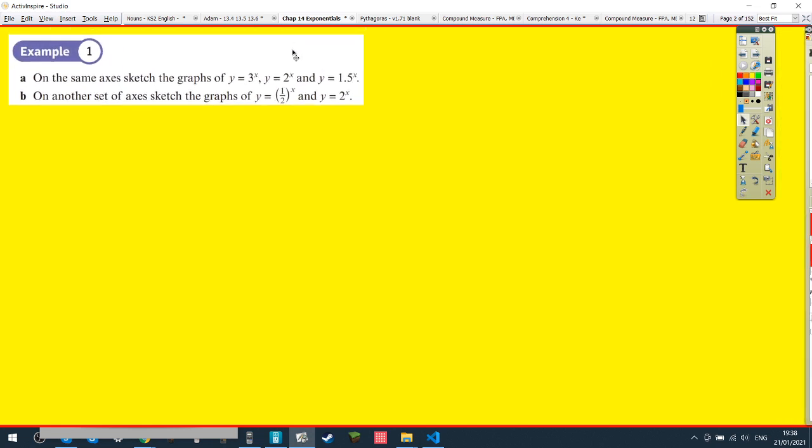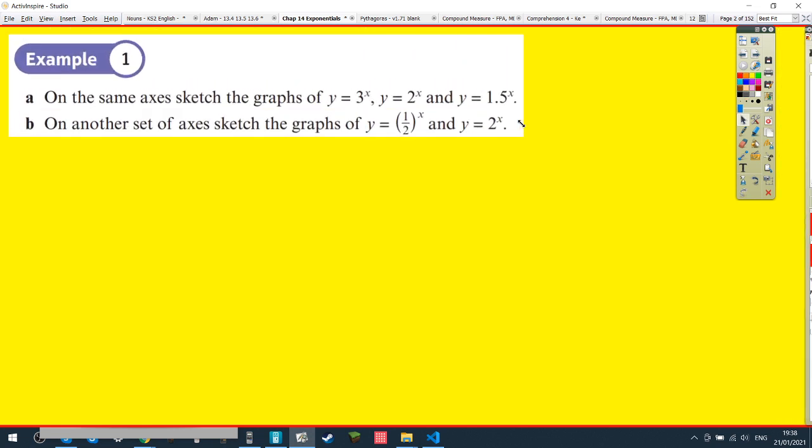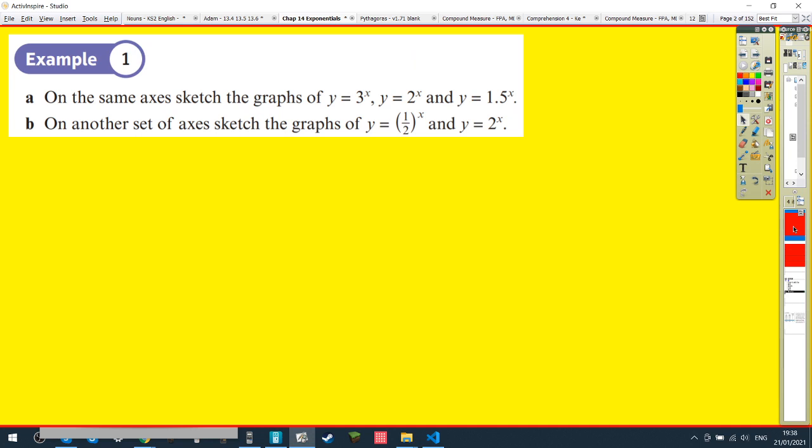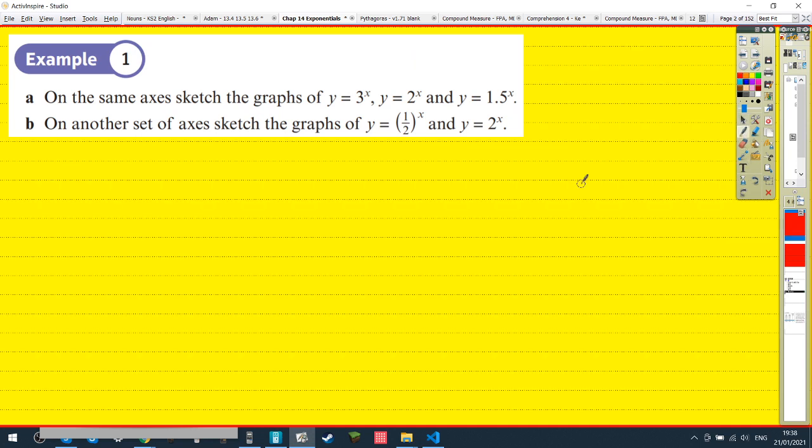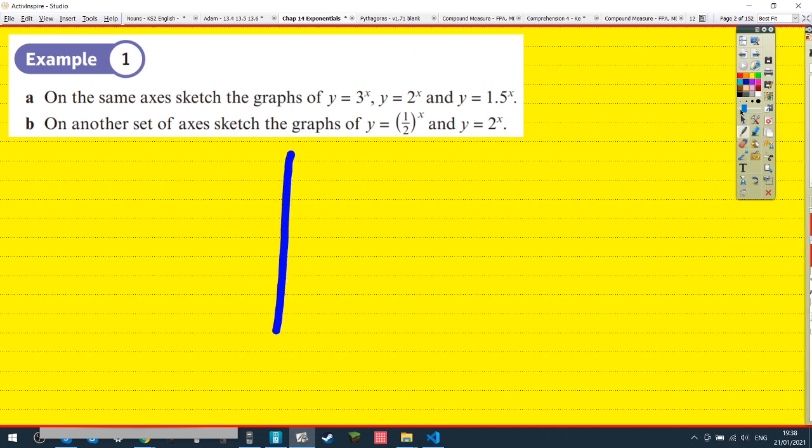What will these graphs look like? Let us see. So we saw y equals 2 to the x.